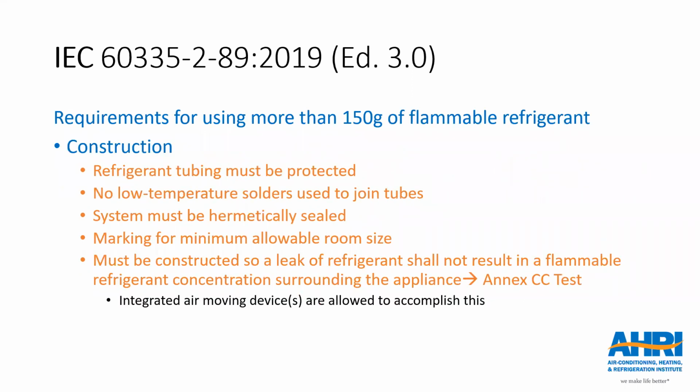So for an equipment manufacturer to use more than that previous limit of 150 grams of a flammable refrigerant, there are new construction requirements that must be met. Tubing containing the refrigerant must be protected from damage. The system must be hermetically sealed at the factory, so there's no field brazing or anything like that to install a piece of equipment. The minimum allowable room size for the piece of equipment must be marked on it. And probably most importantly, the appliance must be constructed so that a leak of refrigerant shall not result in a flammable refrigerant concentration surrounding it. You ask, well, how do you do that?